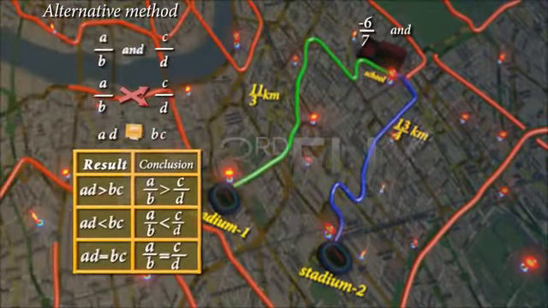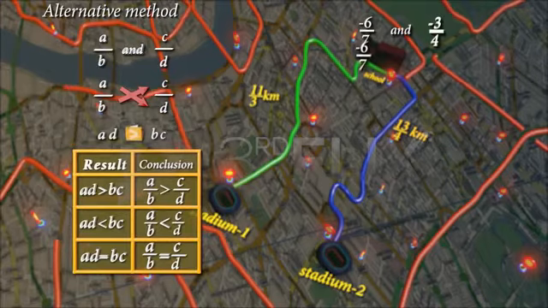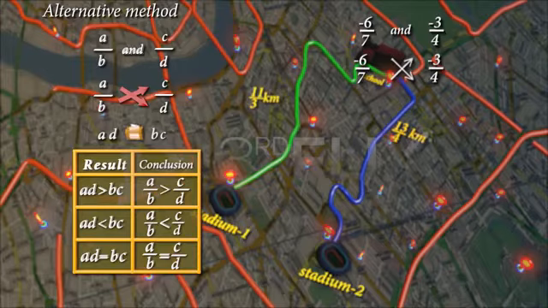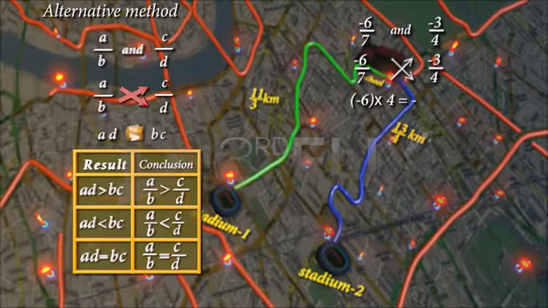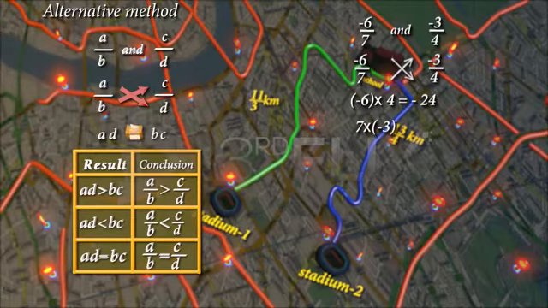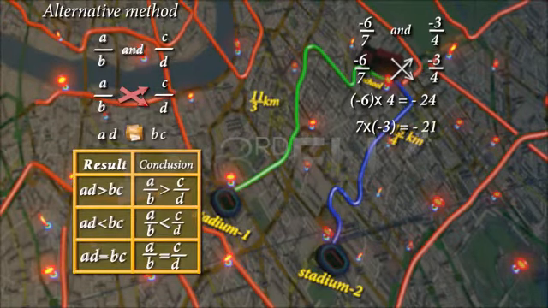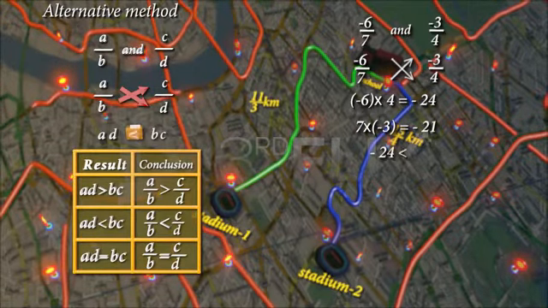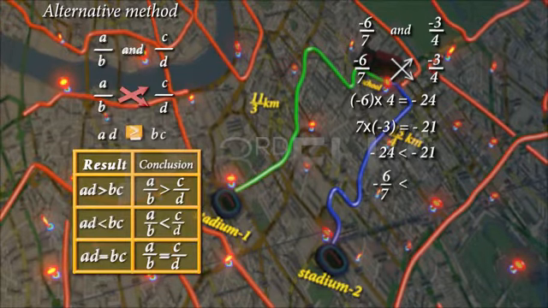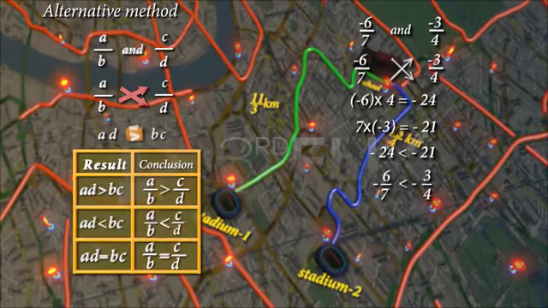Now, let us compare -6 by 7 and -3 by 4. Cross-multiply the rational numbers. -6 multiplied by 4 equals -24 and 7 multiplied by -3 equals -21. -24 is less than -21. Therefore, -6 by 7 is less than -3 by 4.